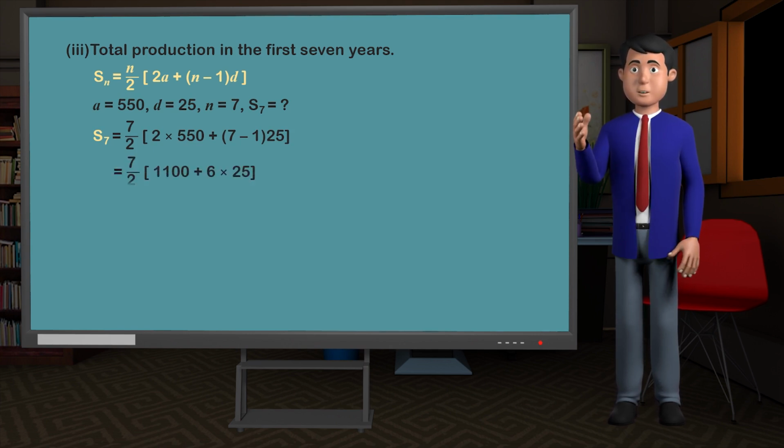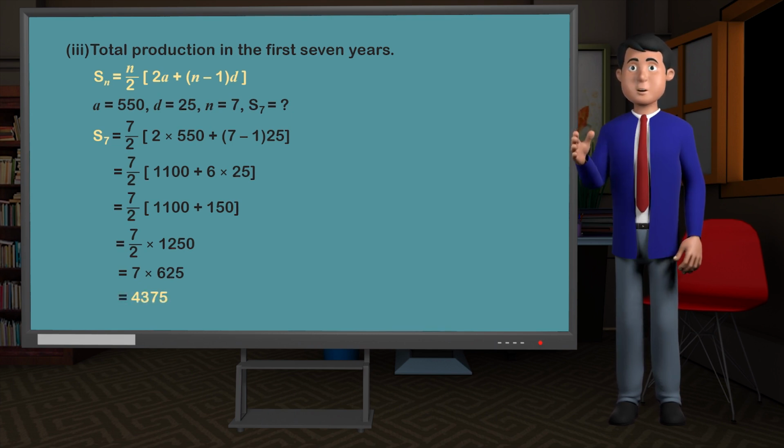That is equal to 7 by 2 into 1100 plus 6 into 25, that is equal to 7 by 2 into 1100 plus 150, that is equal to 7 by 2 into 1250, that is equal to 7 into 625, that is equal to 4375. Thus, the total production in the first 7 years is 4375 units.